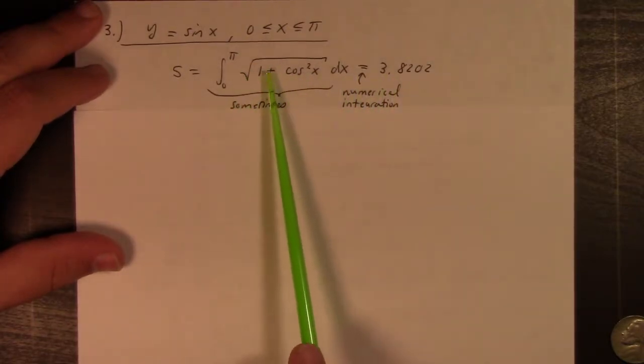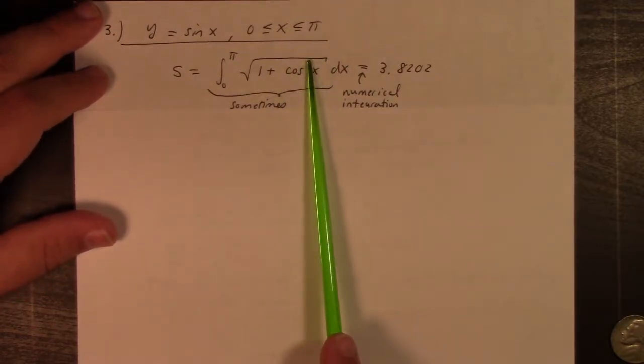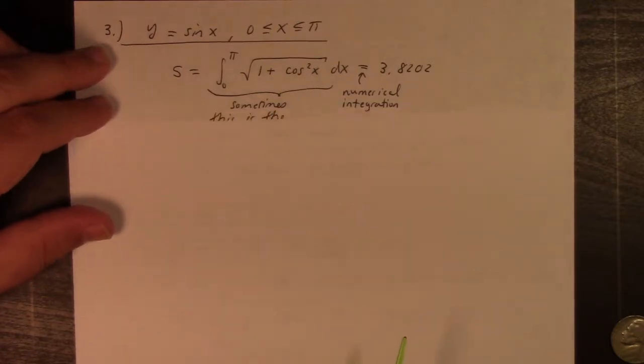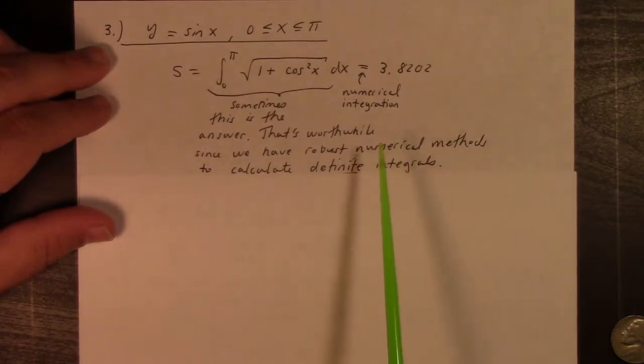When you take the square root of 1 plus something squared, it may or may not be the case that you can actually do the integral. In this case, it's not so nice. So that's the answer, and that's sometimes the best we can do.